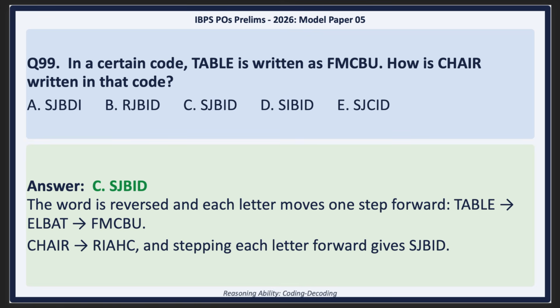Okay, so apply that to chair. Reverse it to R-I-A-H-C. Shift every letter plus 1. R becomes S. I becomes J. A becomes B. H becomes I. C becomes D. The answer is S-J-B-I-D.